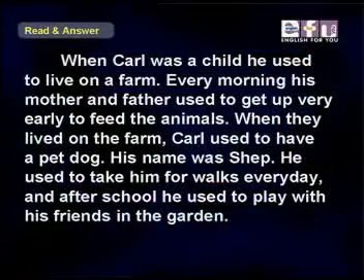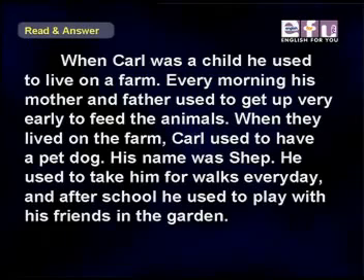When Carl was a child, he used to live on a farm. Every morning, his mother and father used to get up very early to feed the animals. When they lived on the farm, Carl used to have a pet dog. His name was Shep. He used to take him for walks every day, and after school, he used to play with his friends in the garden.